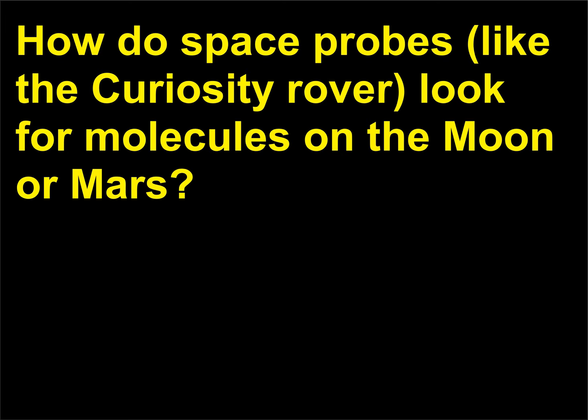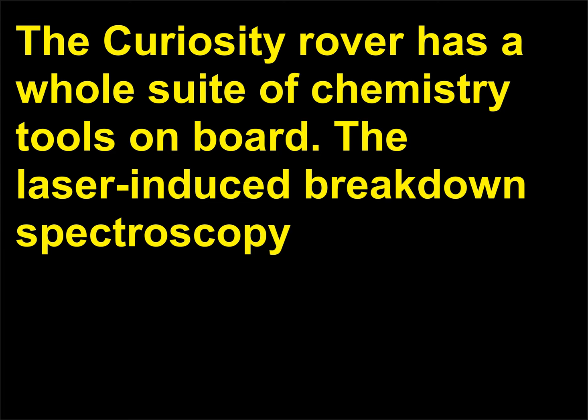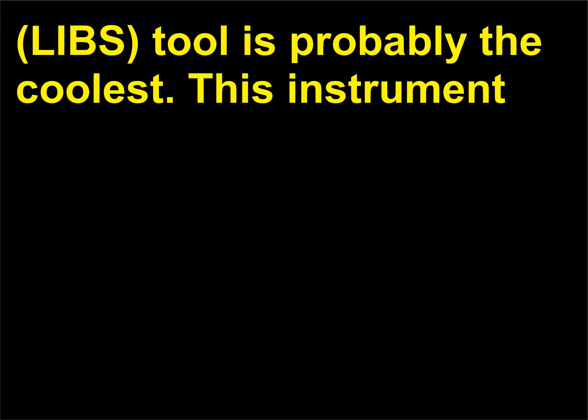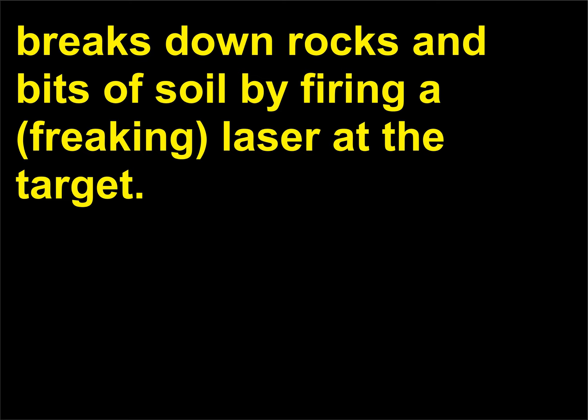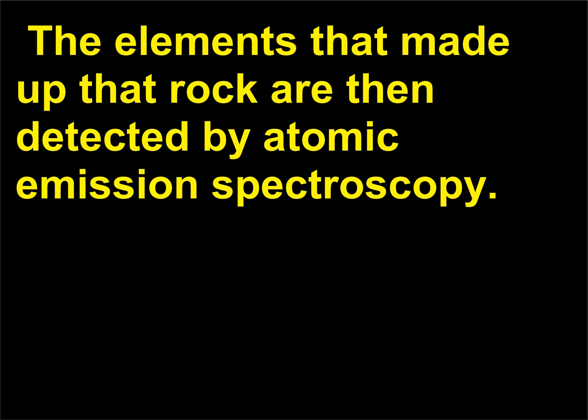How do space probes, like the Curiosity rover, look for molecules on the Moon or Mars? The Curiosity rover has a whole suite of chemistry tools on board. The laser-induced breakdown spectroscopy, LIBS tool, is probably the coolest. This instrument breaks down rocks and bits of soil by firing a freaking laser at the target. The elements that made up that rock are then detected by atomic emission spectroscopy.